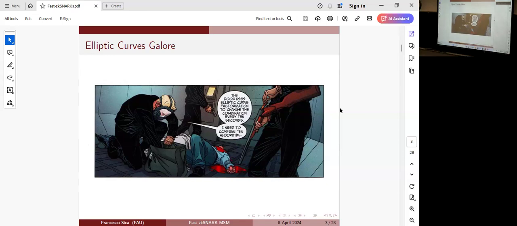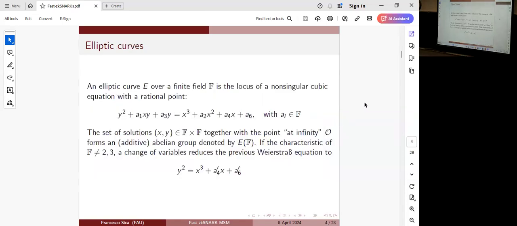But okay. So what is an elliptic curve? An elliptic curve is a non-singular cubic equation, and the points on the elliptic curve over a field F form an abelian group. This is where we are working in. So all the protocol deals with group operations taking place in this abelian group.